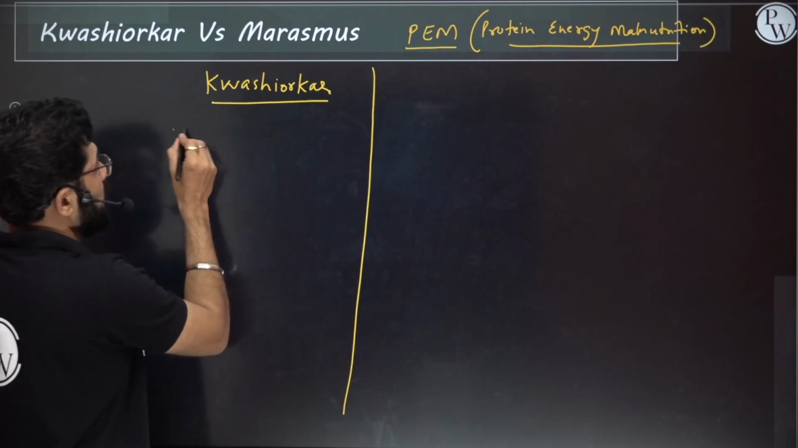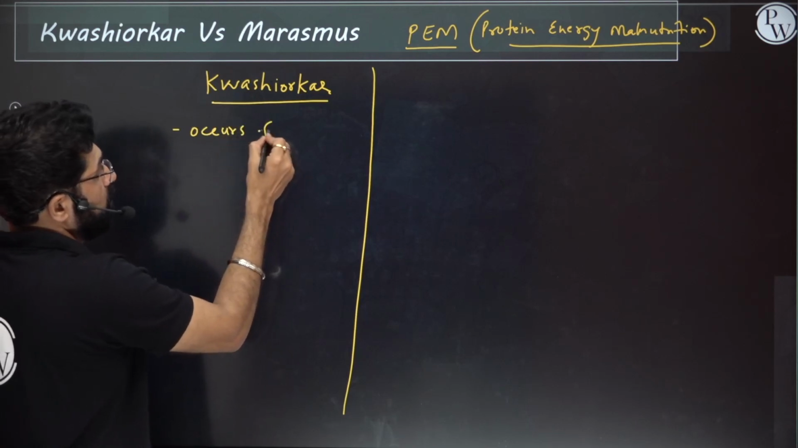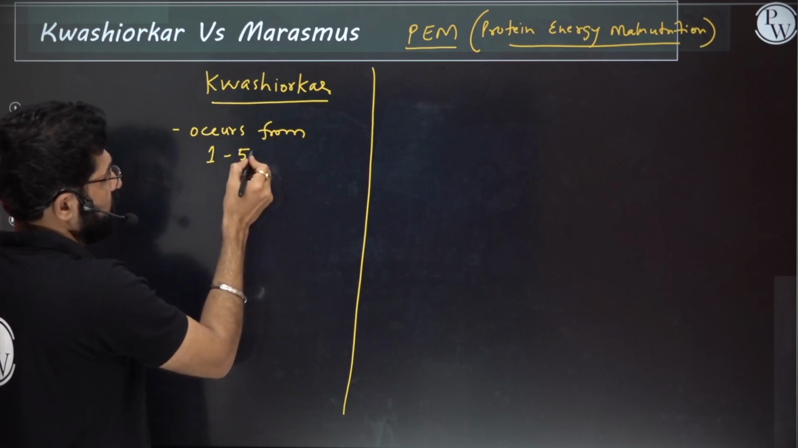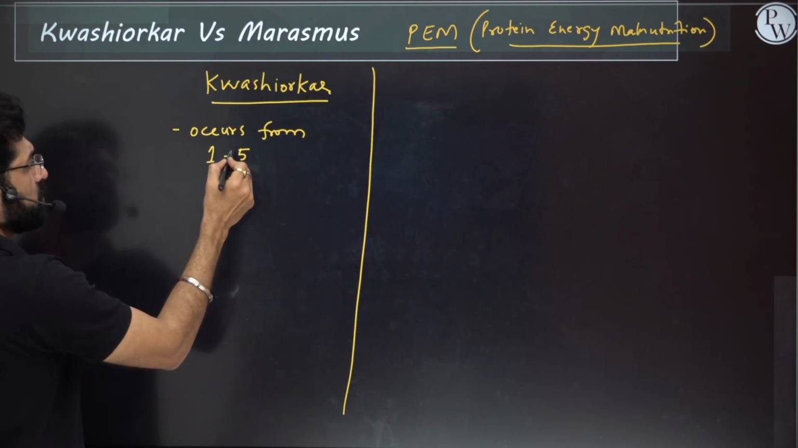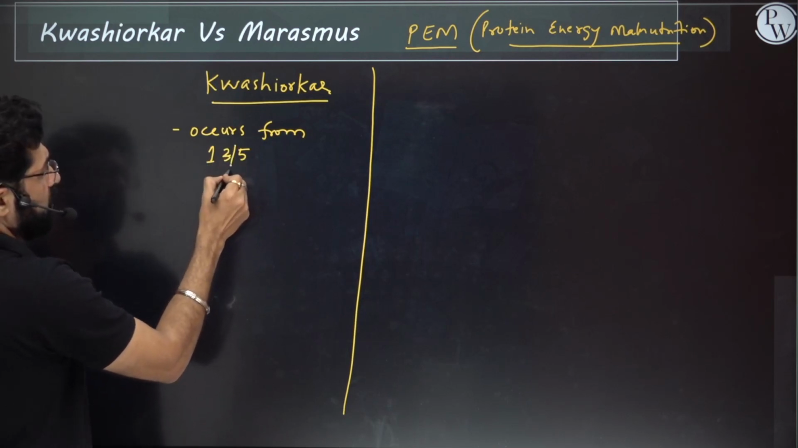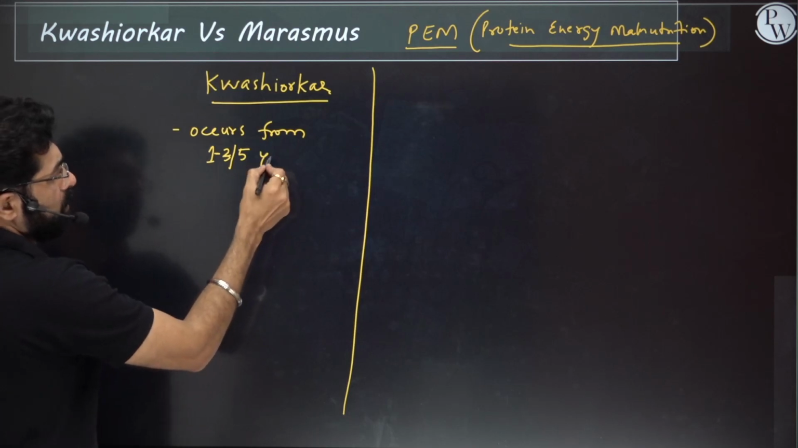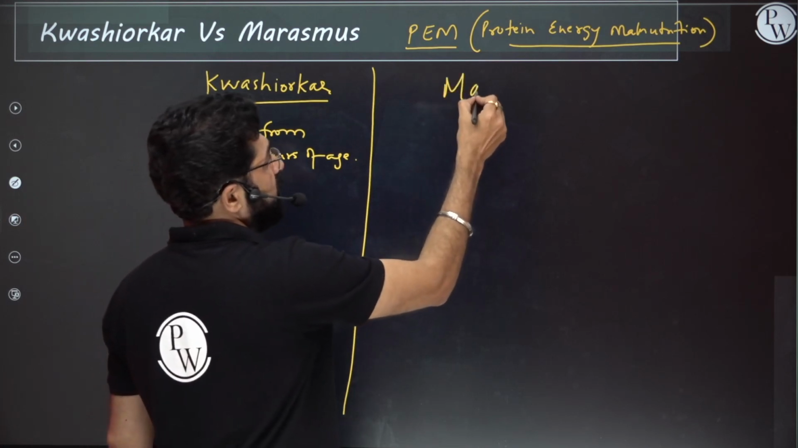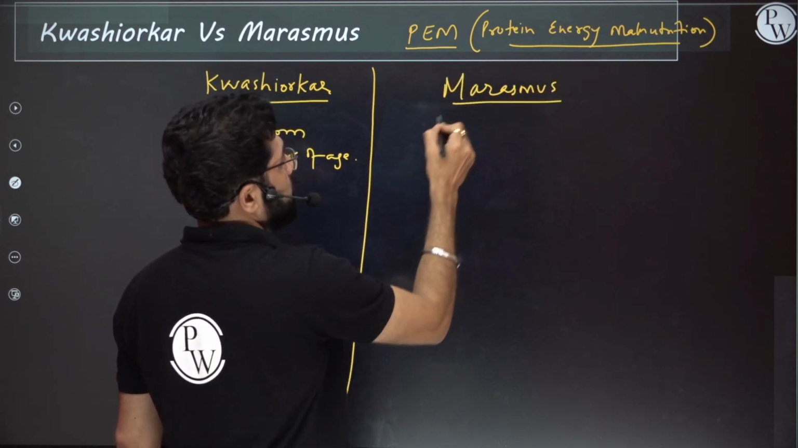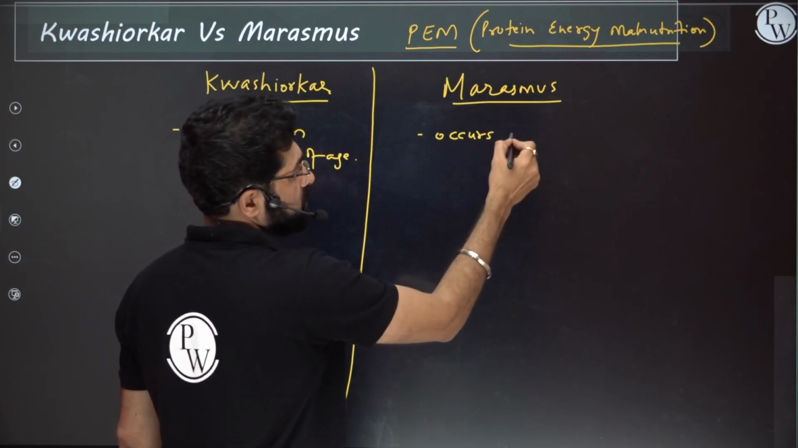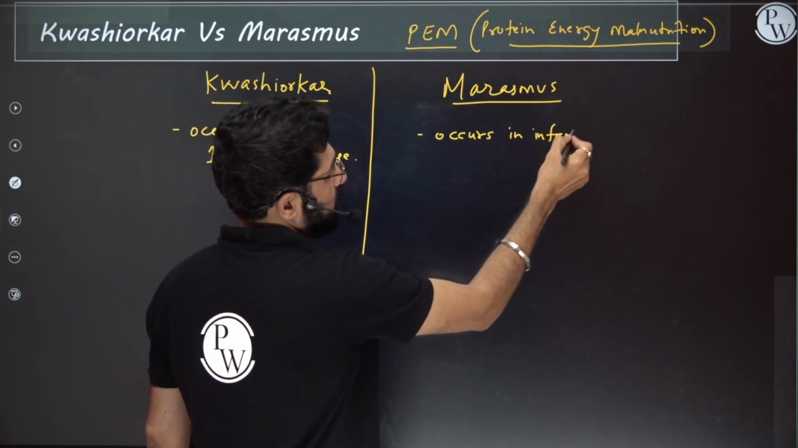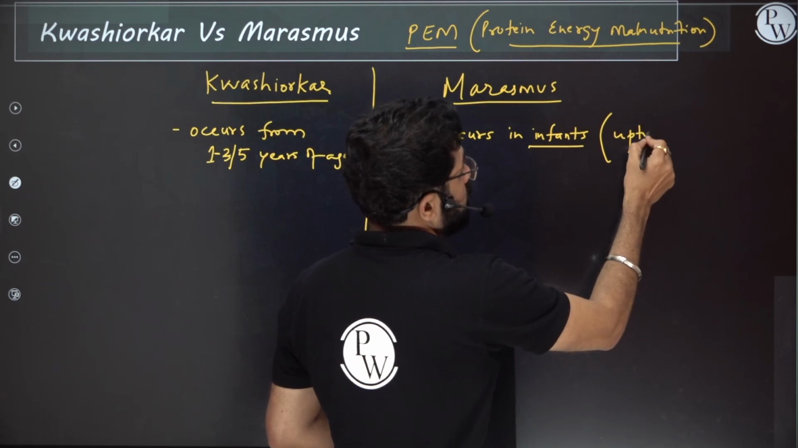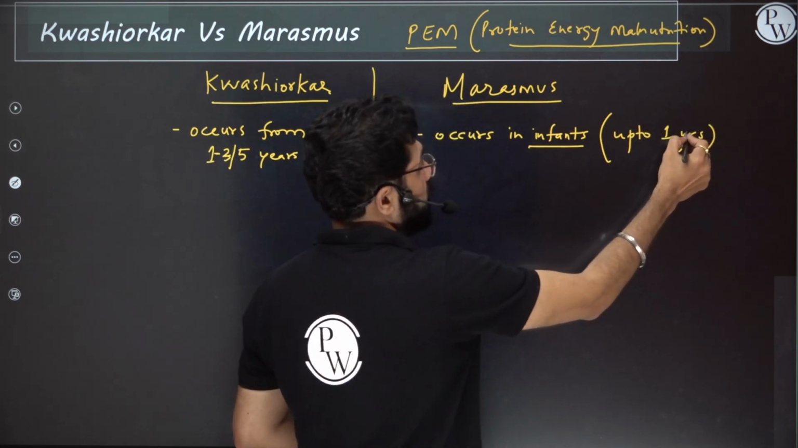Kwashiorkor always occurs from 1 to 5 years of age, or some say 3 years of age. So anything you can write: 1 to 3 years or 5 years. Whereas if you talk about marasmus, marasmus always occurs in infants. What are infants? That is below 1 year. Till 1 year only, we call them infants. So up to 1 year of age.